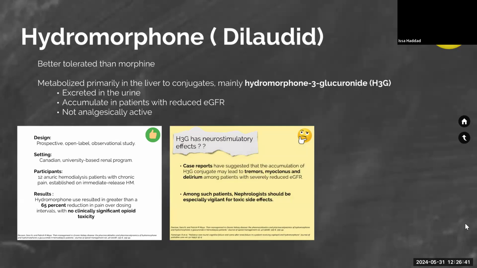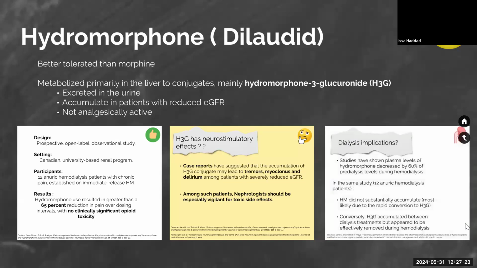Now, the concern was raised only in case reports that I could find. We usually know that hydromorphone is safe. However, some case reports reported that H3G, the metabolite, can have some neurostimulatory effects. For example, those two attached case reports suggested that accumulation of H3G may lead to tremors, myoclonus, and delirium. And that's why they were trying to say that nephrologists should be vigilant for toxic side effects, even with hydromorphone, that we know is a little bit safer than morphine.